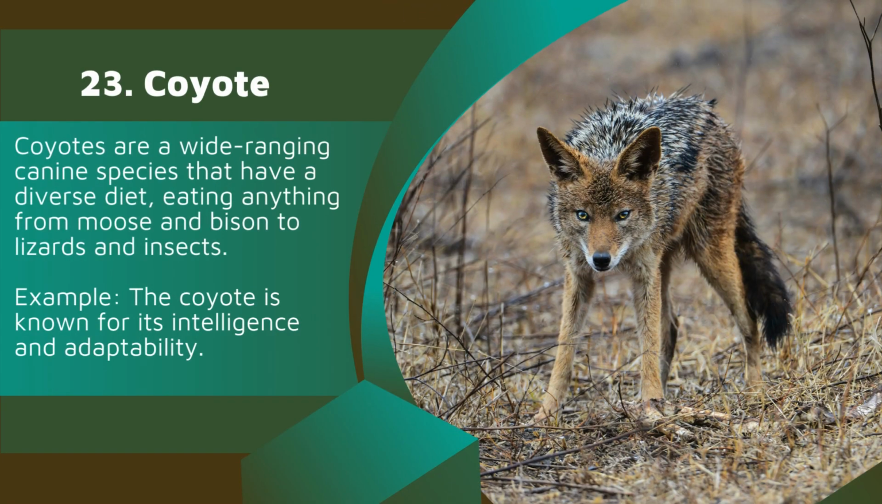23. Coyote. Coyotes are a wide-ranging canine species that have a diverse diet, eating anything from moose and bison to lizards and insects. Example, the coyote is known for its intelligence and adaptability.